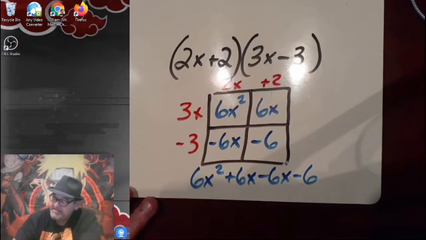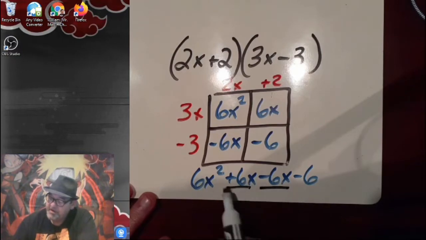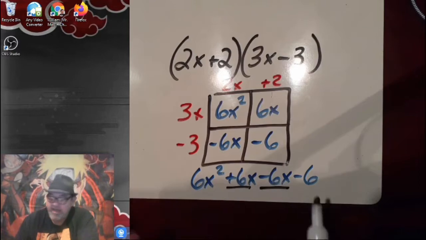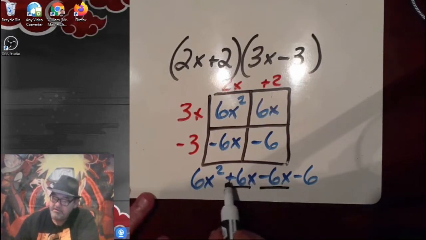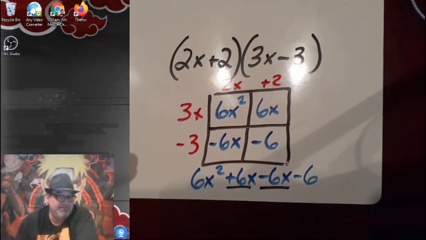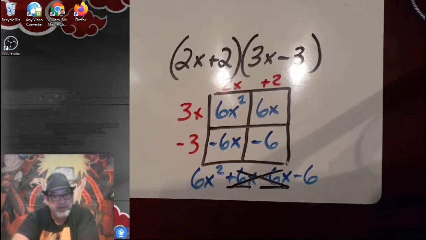Almost done. The last thing I need to do is combine like terms. Well, notice here, guys, that I have x's here and x's here. I have positive 6 and negative 6. So combining means to add. So if I add these two together, 6 plus negative 6, which is the same as 6 minus 6, that's 0. So these cancel each other out when I combine them.